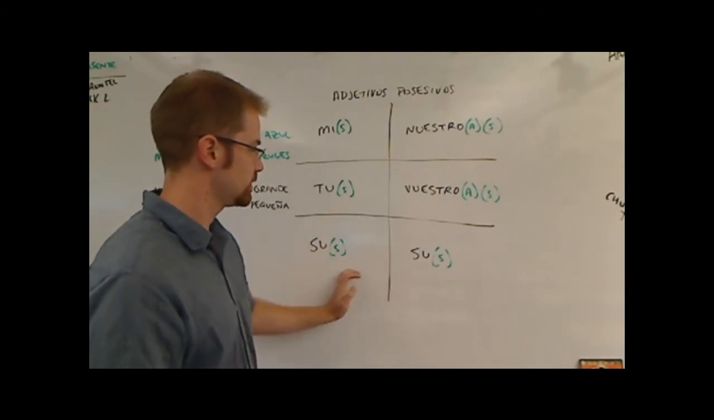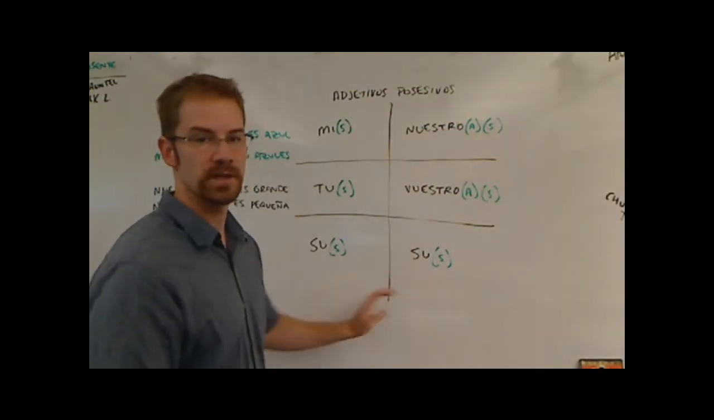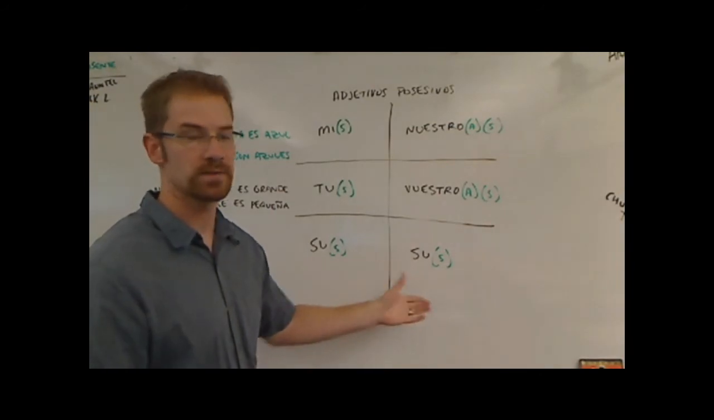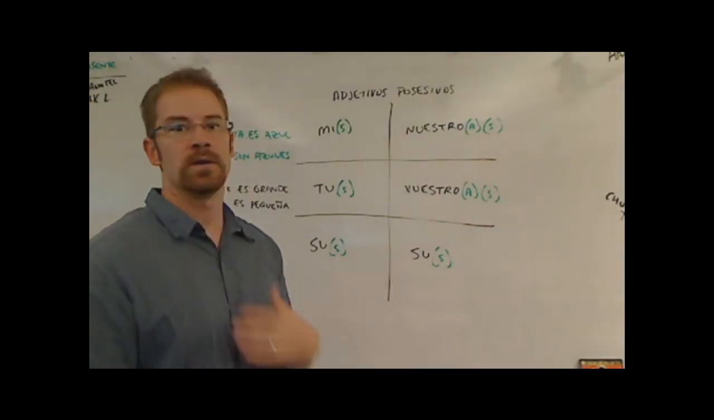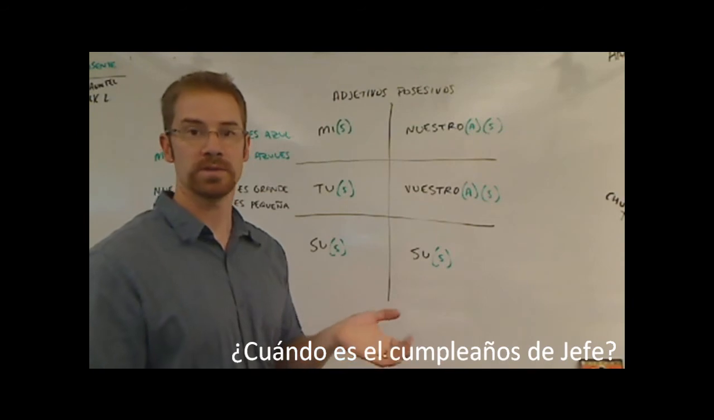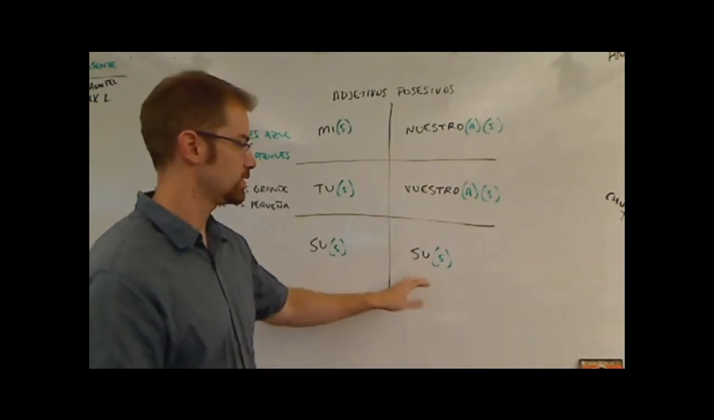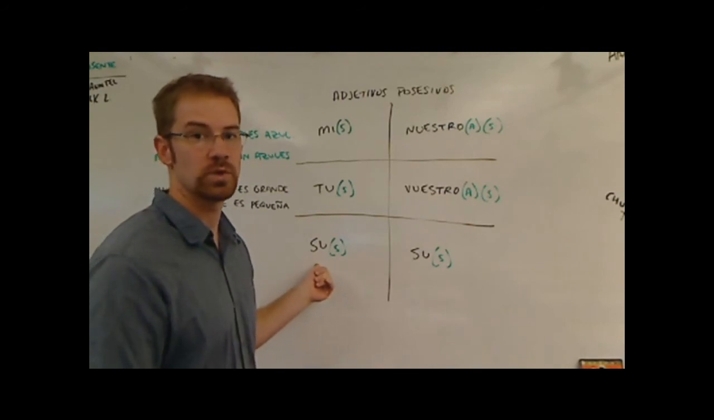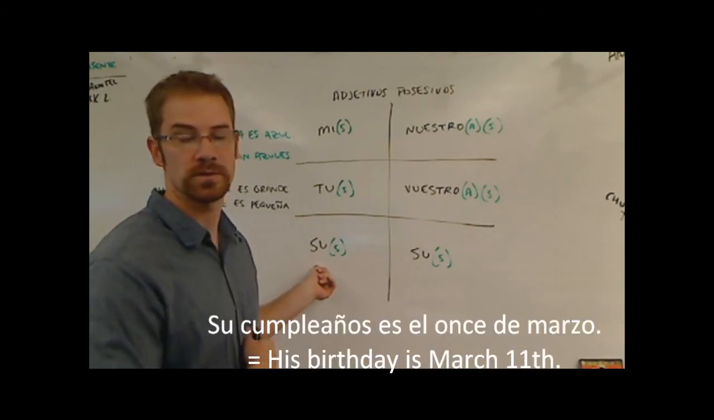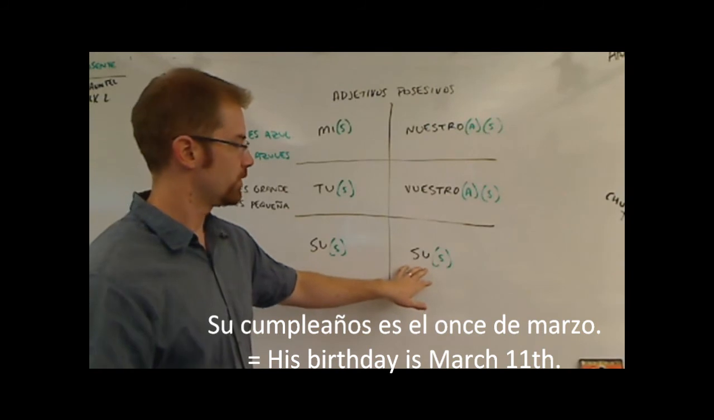And su down here again, this could be confusing because they're exactly the same. It's just based on context. For example, if I said, ¿Cuándo es el cumpleaños de jefe? When is jefe's cumpleaños? You can answer with, his birthday is whenever. Su cumpleaños es el 11 de marzo. It's March 11th. That's how you would know.